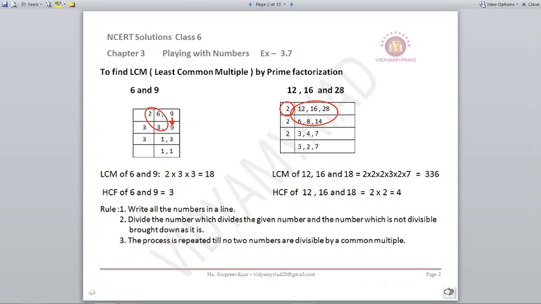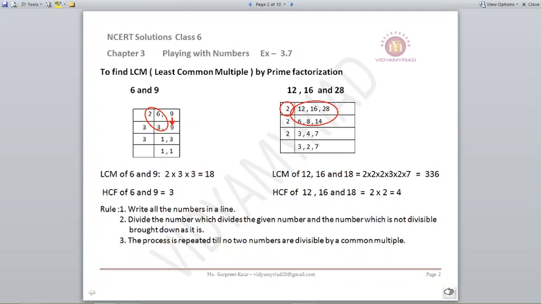So what is there in your first column? 2, 3, 3. Multiply them all together. 2 multiplied by 3 multiplied by 3 gives you 18. So the LCM of 6 and 9 is 18. And we have already found for the same numbers 6 and 9 that the HCF was 3. So the HCF was 3 and the LCM is 18.